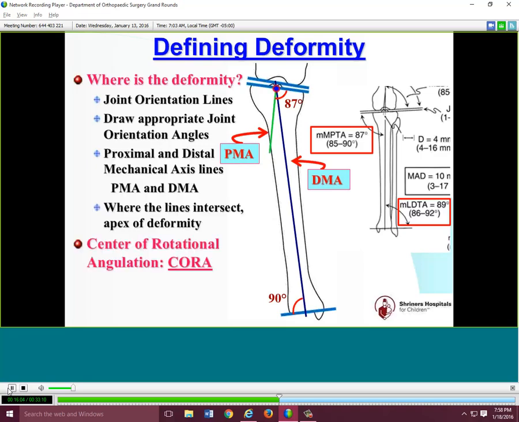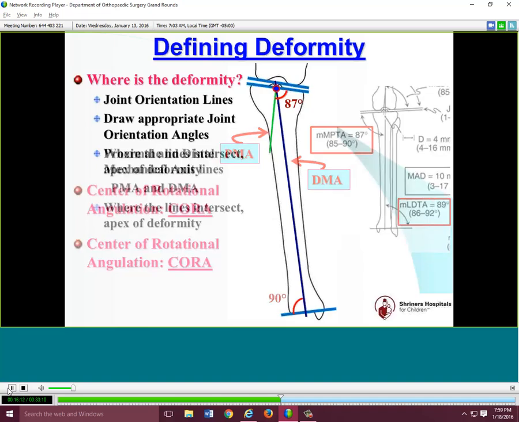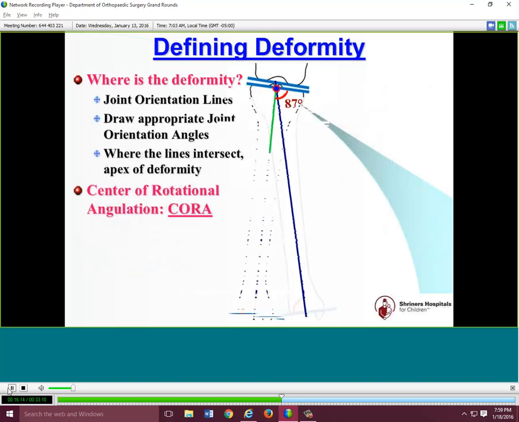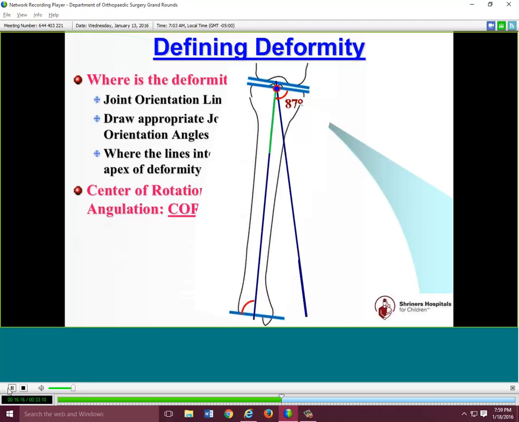Where those proximal and distal mechanical axis lines intersect is called the center of rotational angulation, otherwise known as the CORA. And the CORA is a very important point. It helps us correct things. So in this case, if we make a very proximal tibial osteotomy, and swing the distal limb around so that we make those two lines collinear, we've now corrected our deformity, and we have a straight limb. And this kind of keys into what Dustin's going to be talking about when he talks about Blount's disease.